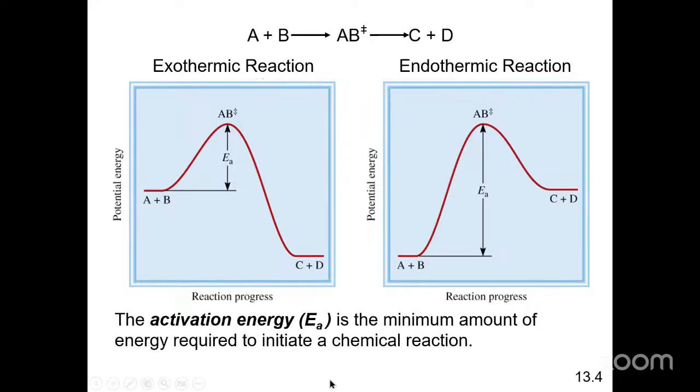So let me point out one important feature of both of these graphs. In order for the reaction to take place, as I said before, the transition state would have to be formed, right? And therefore, energy would have to be absorbed as you go from the reactant to the transition state. The same is true for both exothermic and endothermic reactions. That energy that is needed to form the transition state from the reactants, we call that the activation energy, right?